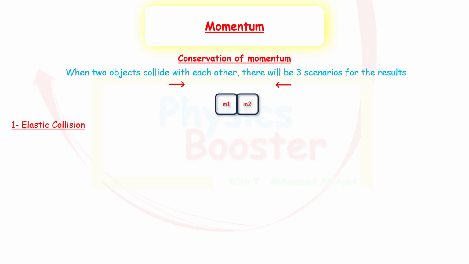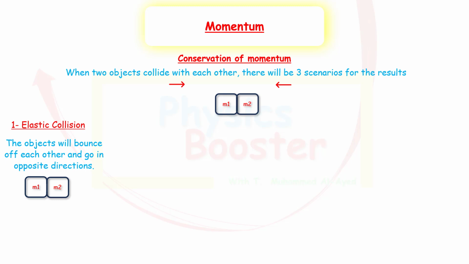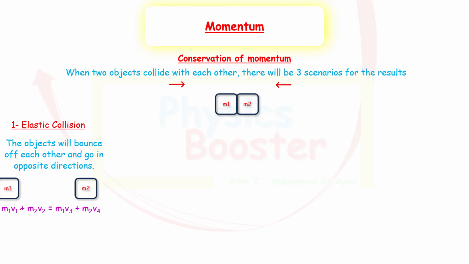The first scenario is called the elastic collision. In other words, the objects will just simply bounce off each other and everyone will go in opposite directions. So this is the result of this collision. As you can see, they moved away from each other. They just bounce off each other. Now, there are two characteristics of elastic collision. In other words, one of the most important things is that before the collision and after the collision, the momentum will be conserved. What does that mean?